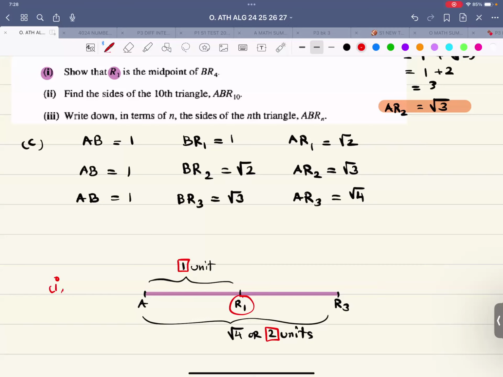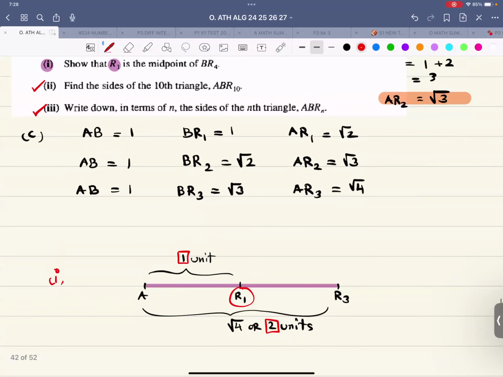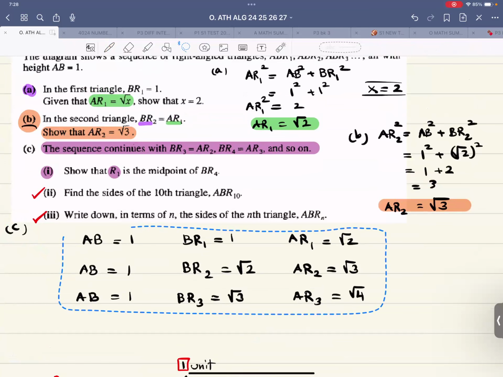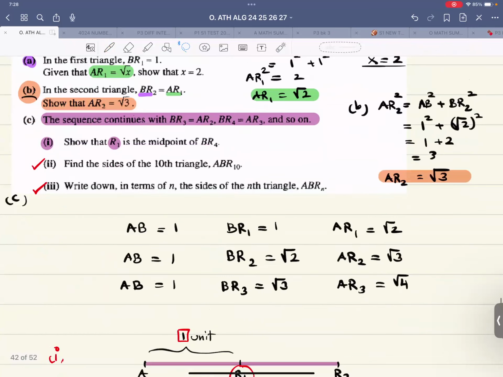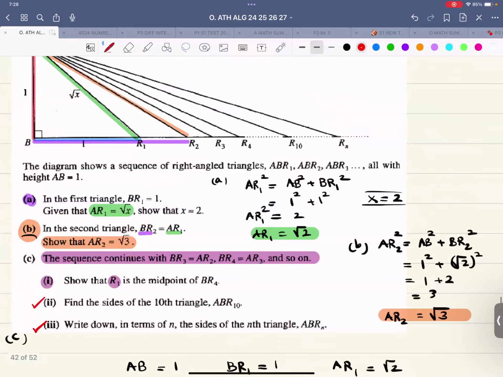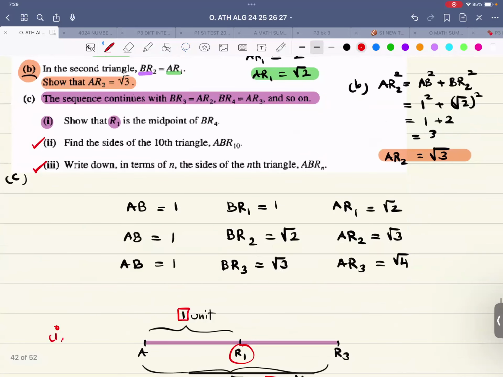Now it's asking, find the sides of the 10th triangle, and write down in terms of n the sides of the nth triangle ABRn. Now, when we are talking about this, let me just shift the screen a little bit over here. Over here, we are talking about a particular triangle. For example, the first triangle is ABR1. This is triangle ABR1, this is triangle ABR2, this is triangle ABR3.